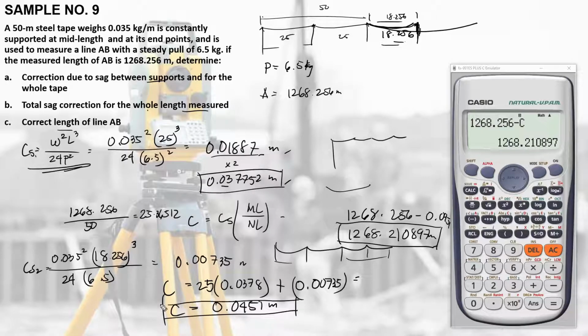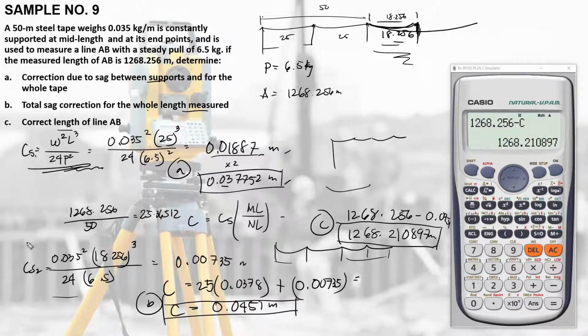So, answer for A, answer for B, answer for question C. So, yan. Yun yung correction due to sag. So, ganun lang siya kadali. So, take note lang nito, may special case nga siya dito na pagdating doon sa dulo, gagawa ka ng sarili niya ulit na calculation for its correction.